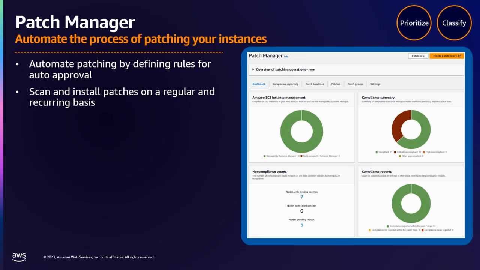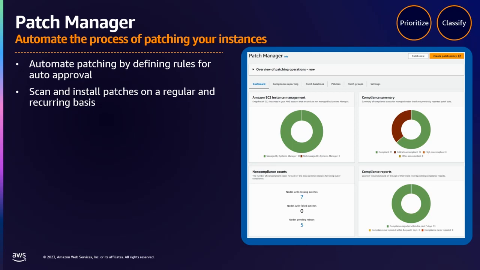Patch Manager also enables you to scan and install patches on a regular and recurring basis. A scan operation does an analysis of what patches are applicable and available, and whether they are currently on that instance or not. That would be the result of a scan. Whereas an install will allow you to actually remediate that drift, or determine that you want to install the patches that are available and applicable.